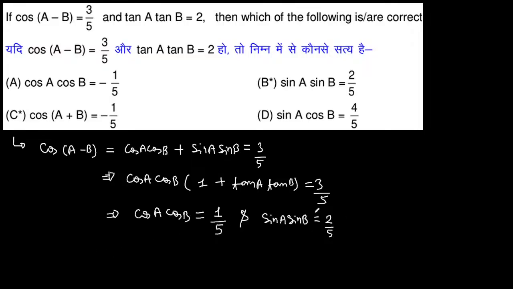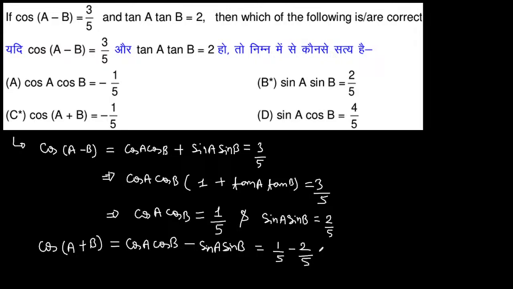So if you see, sin A sin B is 2 by 5, cos A cos B is 1 by 5. We are not aware of sin A cos B. We need to check that. But for now, if you see cos(A plus B), it is cos A cos B minus sin A sin B. So cos A cos B is 1 by 5, sin A sin B is 2 by 5, so it is going to be minus 1 by 5.